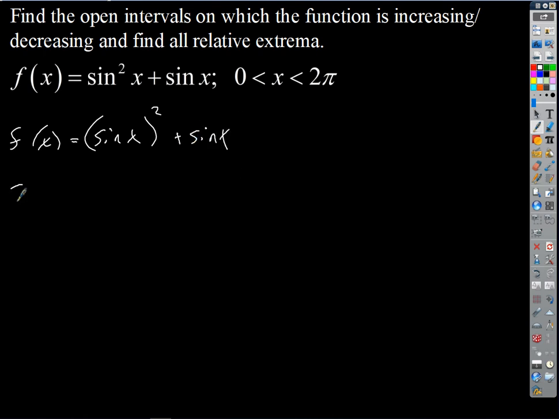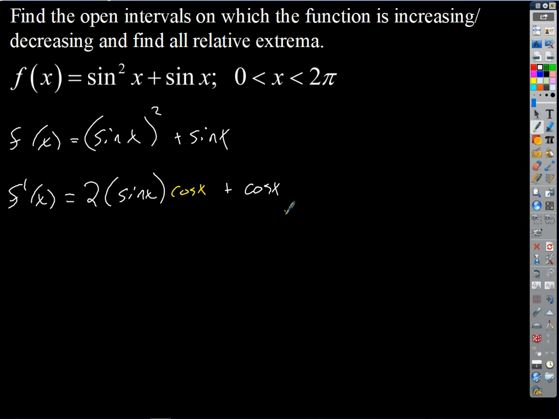So, I've got a chain rule issue here, right? I've got the derivative of the square, which is 2 times the quantity, times the derivative of sine x. And then the derivative of sine x is cosine x. Okay, so there's our derivative, okay? This is yet another example of we're going to end up with trig equations, aren't we?